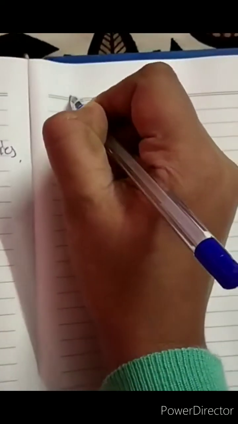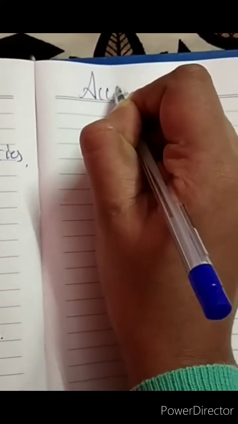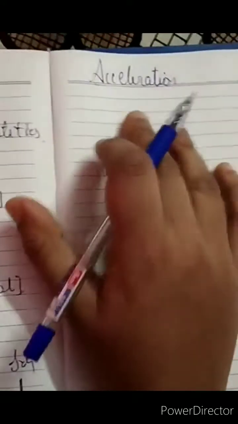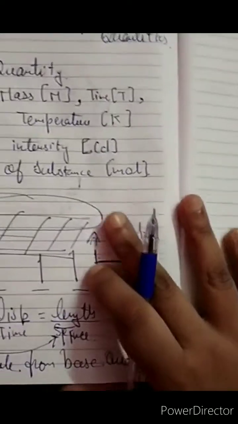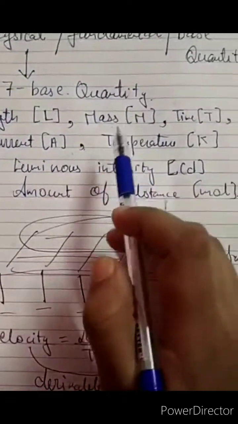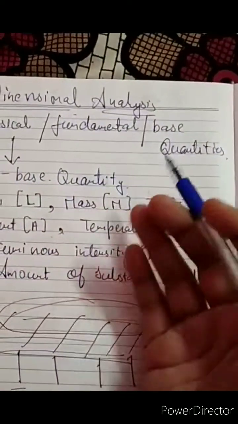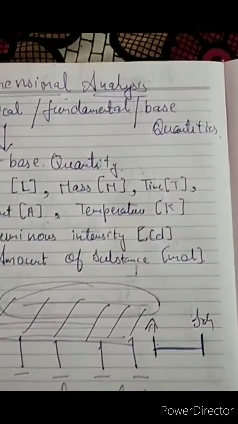Let's take one more example. Acceleration. Yes. So we know what acceleration is. Let's not talk about the definition of acceleration. My aim is, again, why acceleration is not a base quantity. We know that acceleration you just have to break up, and at the end you will end up only in these base quantities.